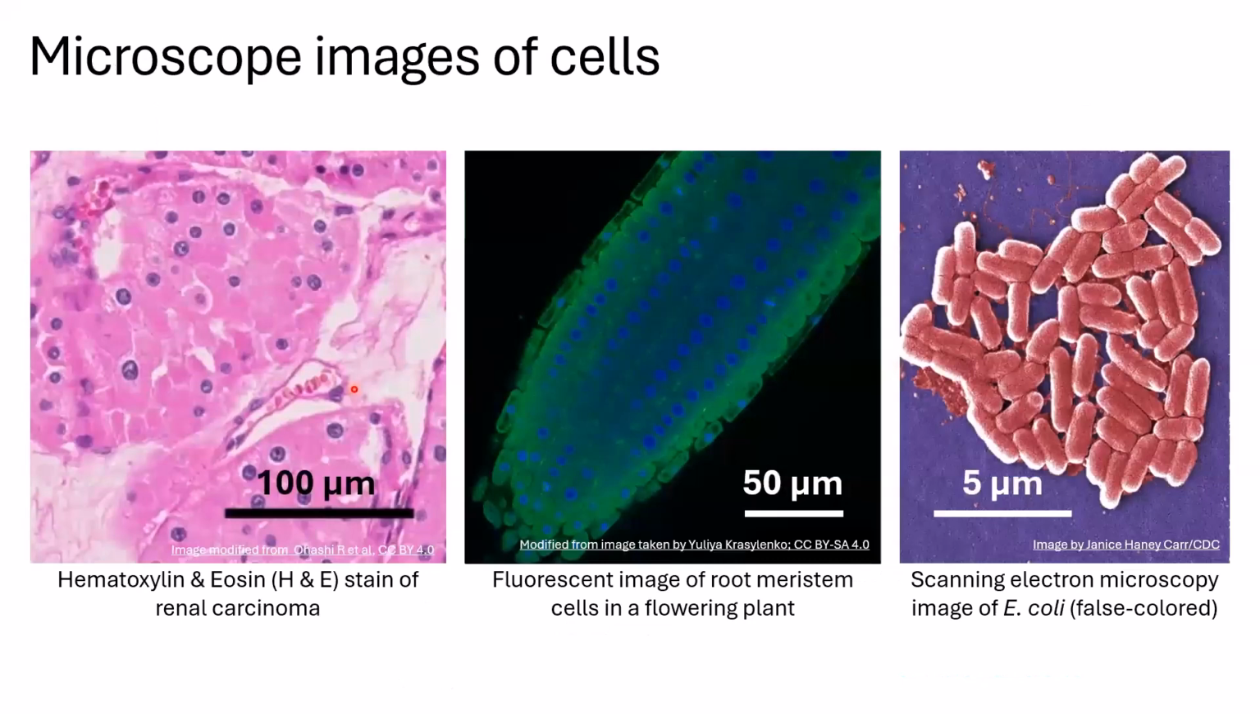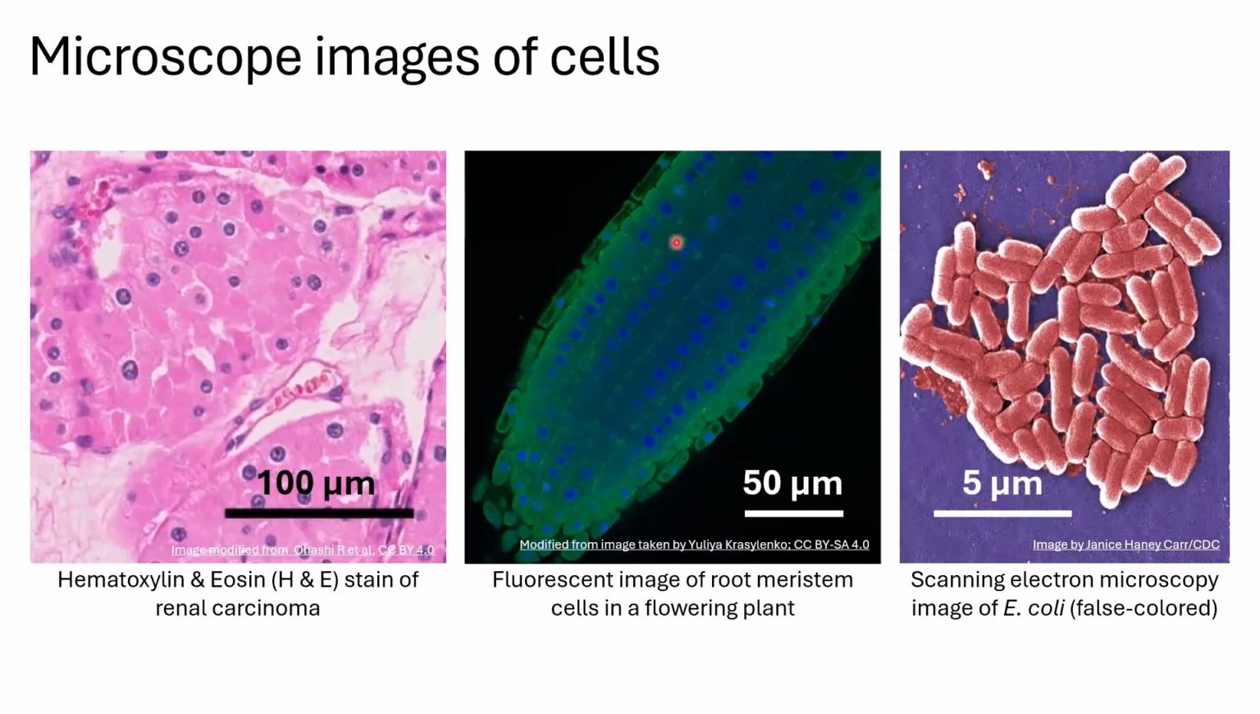Here are some examples of microscope images. On the left, we have what is called an H&E stain of cancerous kidney cells. The H stands for hematoxylin and stains the cells pink and the surrounding connective tissue a lighter pink. The E stands for eosin, which stains the nuclei purple.